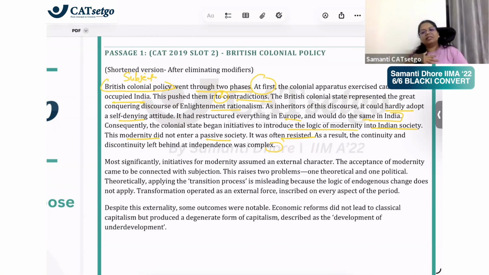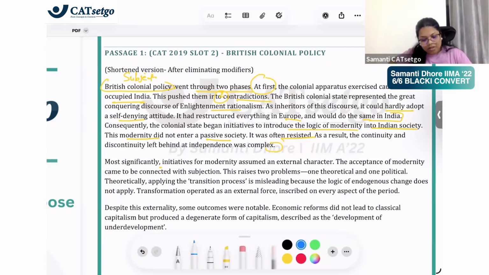But was this modernity easily accepted? No, it was resisted, because of which it had very complex results. Most significantly, why was it resisted, or why did it have complex results? It's because, most significantly, we'll use another color. Most significantly, modernity assumed an external character. The acceptance of modernity connected with subjection.